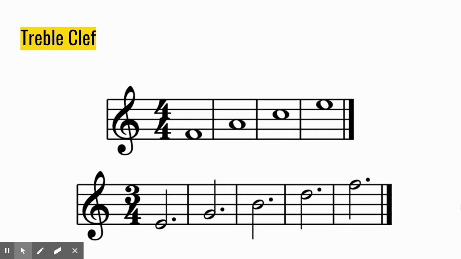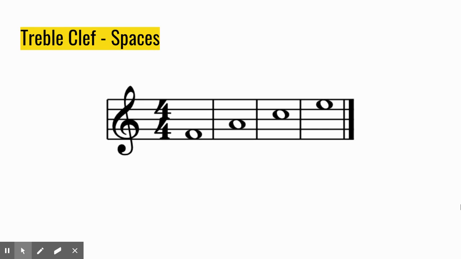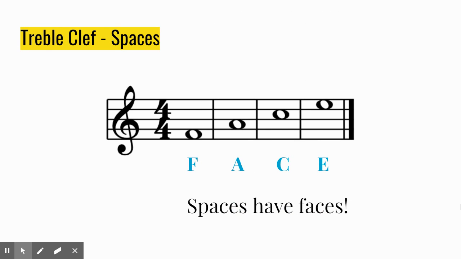To make memorization easier, we've grouped notes into spaces and lines. Notes in the spaces read F, A, C, E. Notes in the spaces spell the word face. Spaces have faces. Pretty easy.